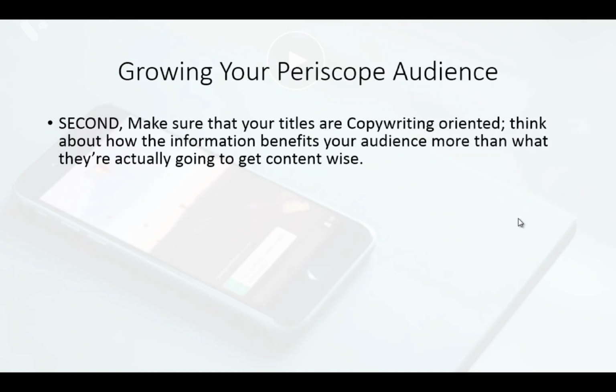You want to make sure that you're specific, but most importantly you want to err on the side of making sure that you talk about what's going to benefit your audience rather than what they're going to get in terms of content. So again, these are basic copywriting rules that you want to follow when you're writing your titles, when you're writing what people are going to see in order to decide whether or not they're going to actually come to your broadcast.